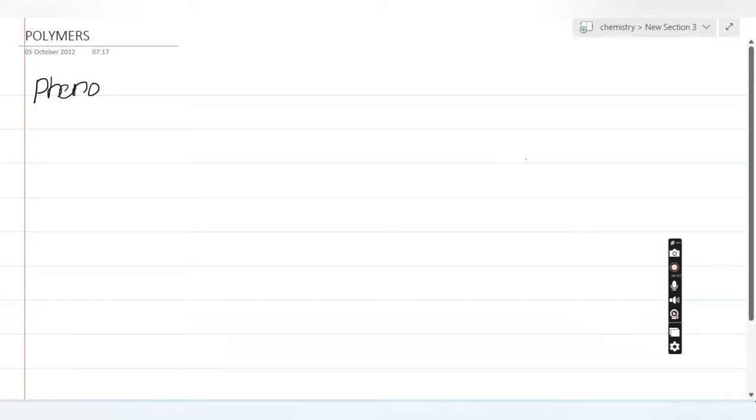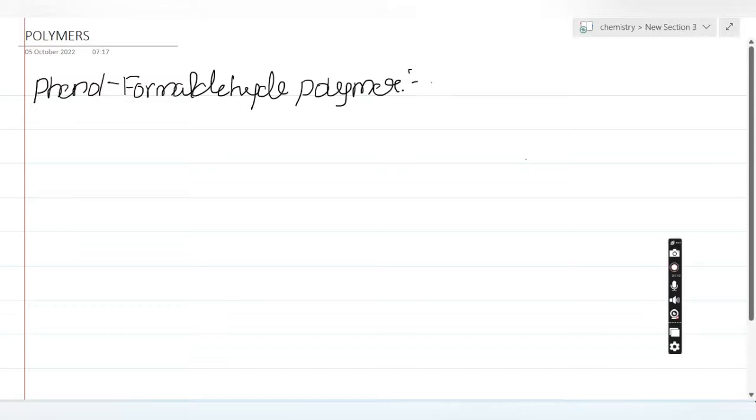I begin with phenol formaldehyde polymers. So the phenol formaldehyde polymer is prepared in two ways. First is the preparation of novolac, which is linear, and that novolac will undergo extensive cross-linking and form Bakelite. So here two parts are very important. One is Bakelite, another one is novolac.